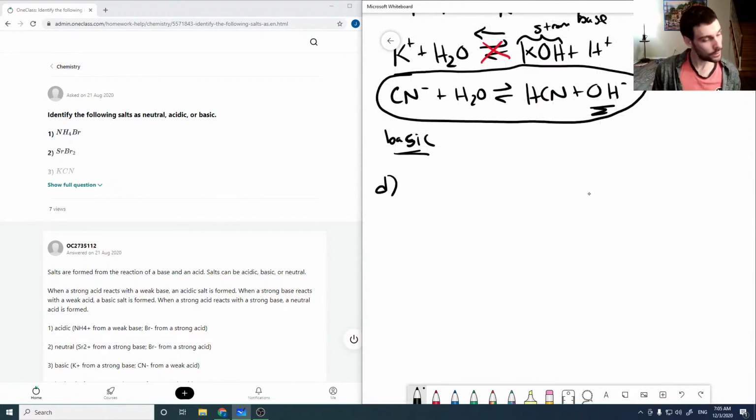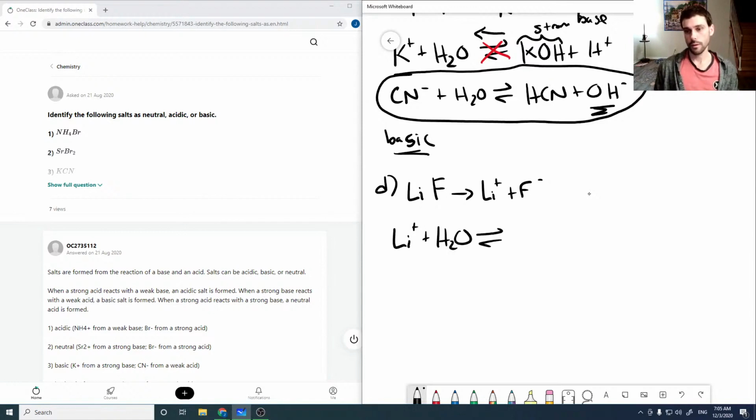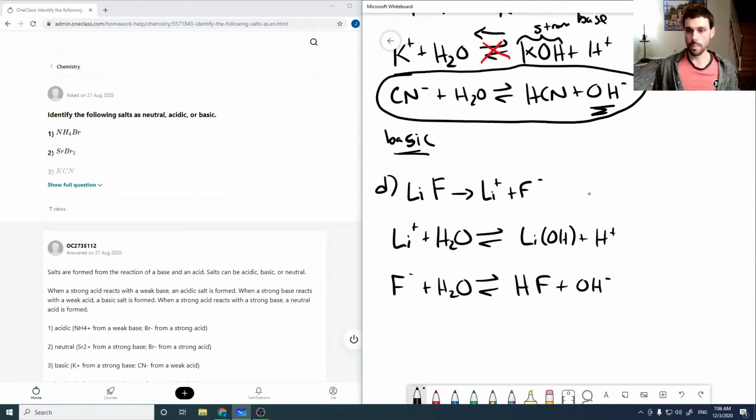So the fourth one here, D, is LiF, which is going to completely dissociate into Li plus and F minus. Our reactions here now are going to be LiOH, and F minus plus H2O is going to be HF plus OH minus. Now this here is a strong base, and so it might start to become obvious. But basically all the alkali or alkaline earth metals with OH are always strong bases because they will completely dissociate in solution. And so that doesn't happen. It just goes this way.